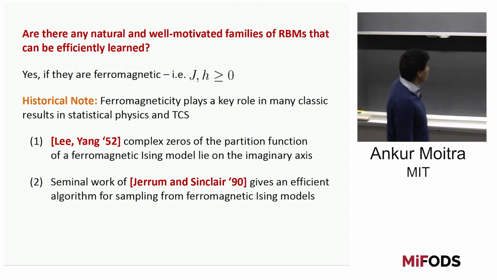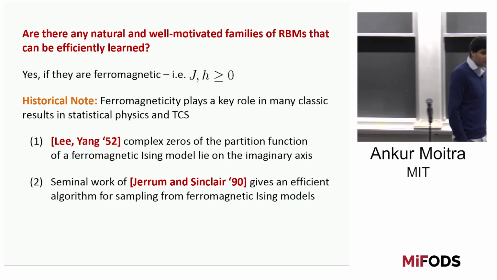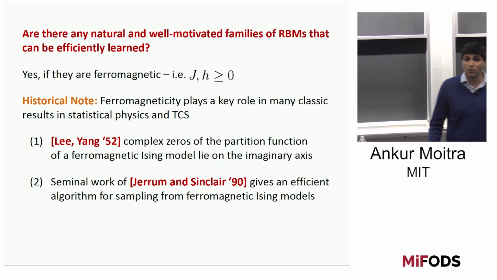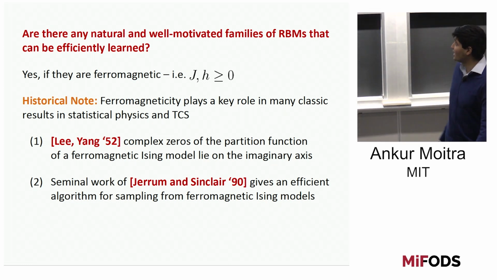So it turns out that for ferromagnetic Ising models, there are efficient MCMC algorithms for sampling from them. And that's just not true in that kind of generality when you remove this ferromagneticity assumption, because you need some kinds of constraints on the underlying temperature.